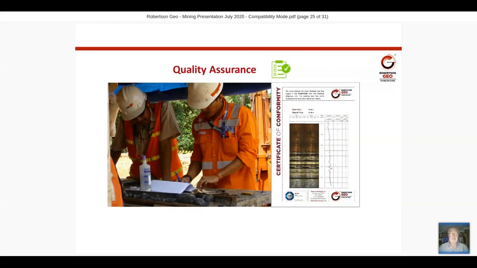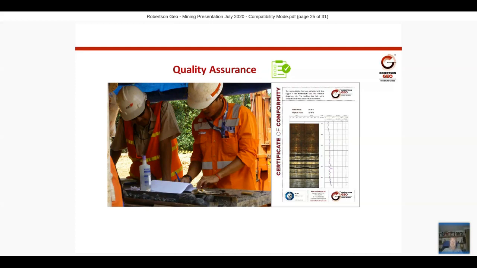Okay, let's move on a little bit to quality assurance and the importance of firstly having calibrated tools. All the tools that leave our factory are calibrated with a certificate of conformity and calibration, having been run down the borehole that I mentioned earlier.